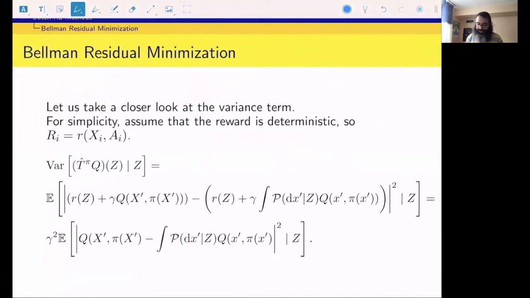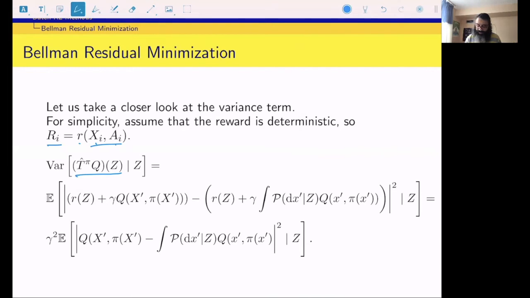So let's look at this variance a little bit closer. I assume that the reward is deterministic. So R_i, the reward that I get for the i-th data point, is R of x_i, a_i, just a function of x_i and a_i. There is nothing random in this if we know x_i and a_i. This is just to simplify it. So if we do this, we write the variance of T hat pi of Q conditioned on Z.